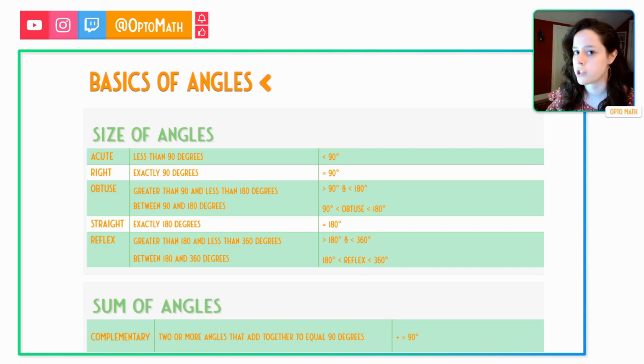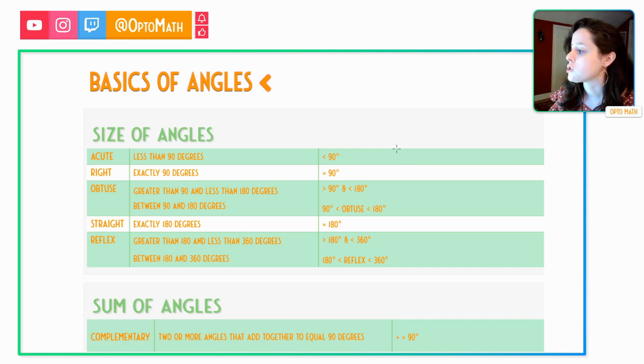So let's take a look at our table here. Let's start with acute, which is the smallest type of angle we're going to talk about. An acute angle is less than 90 degrees. You can also write this with these symbols here, a less than symbol, and then a 90, and then a little small circle in the top right-hand corner of 90. That is called a degree symbol. So you read that less than 90 degrees.